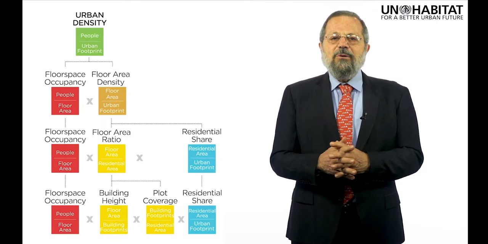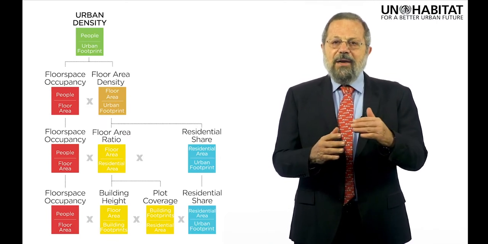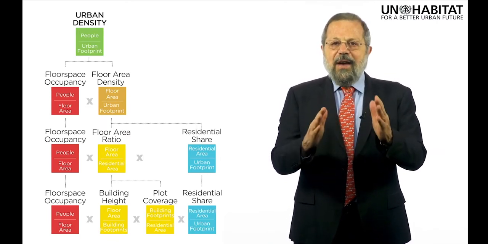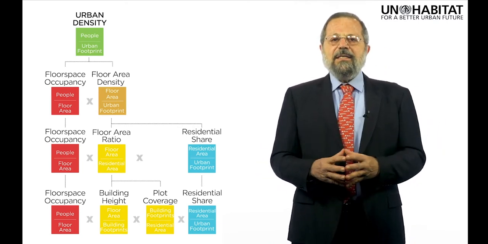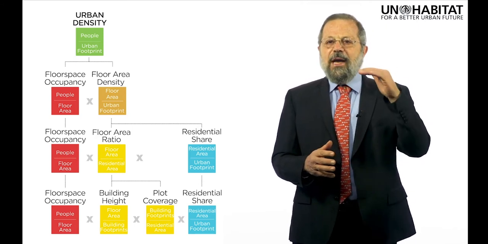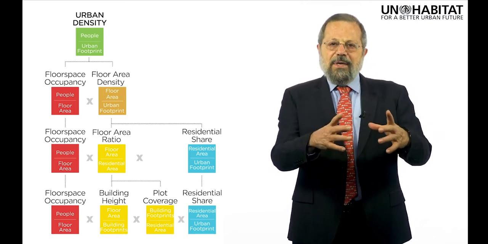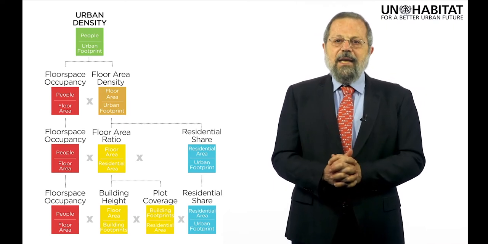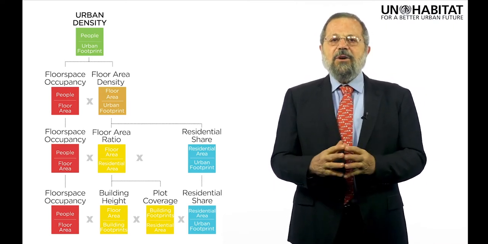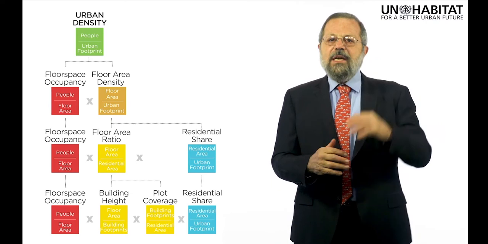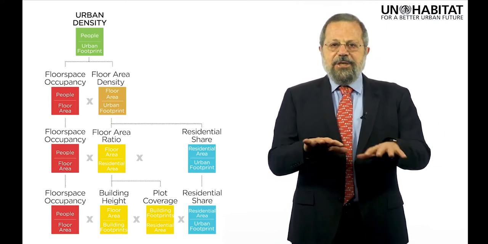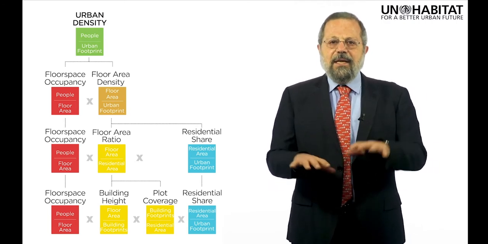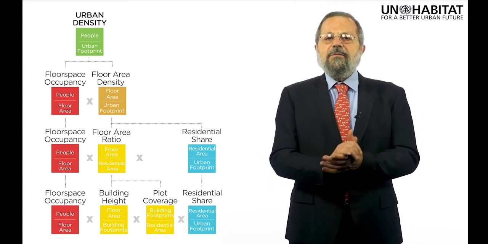We can factor urban density into four factors. We do so by factoring floor area ratio into two factors: building height and plot coverage. Building height is the ratio of the residential floor area and the area of all the residential building footprints in the city. It is a measure of the average number of residential floors on a given residential building footprint. Plot coverage is the share of the residential area in the city that is covered by residential building footprints.